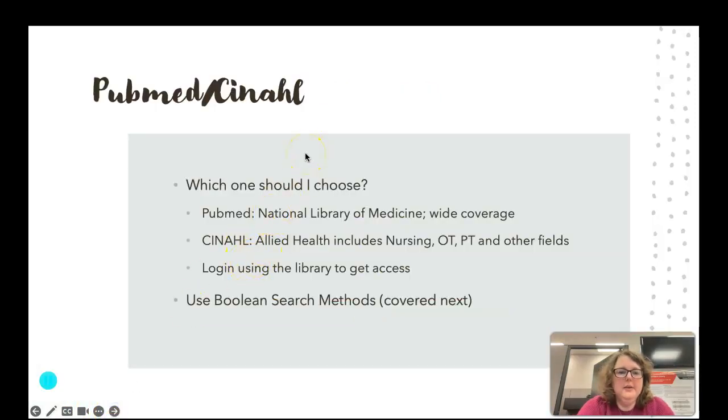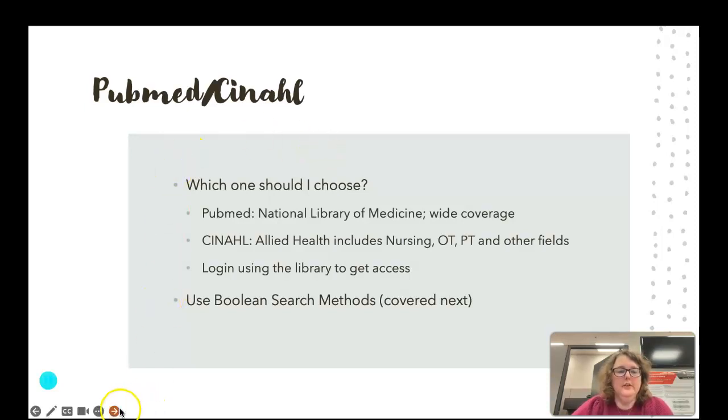When thinking about choosing PubMed or CINAHL, PubMed is from the National Library of Medicine. It has a wide coverage of journal articles. It indexes back to 1947. It covers the areas of medicine, nursing, dentistry, veterinary medicine, healthcare systems, preclinical sciences, and related areas. It has clinical queries, which delineate results to clinical guidelines and systematic reviews. CINAHL includes allied health, including nursing, OT, PT, and other fields.